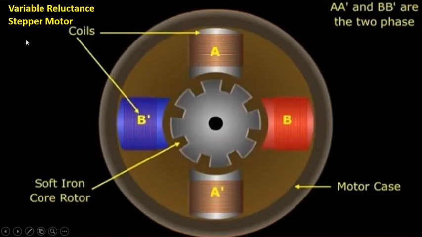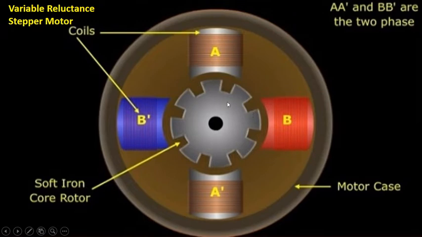The second one is the variable reluctance type stepper motor. In this stepper motor, the rotor is not a permanent magnet. We have a soft iron core acting as the rotor, but this soft iron core has some teeth which are equally placed on the surface. The gap between the teeth is uniform.